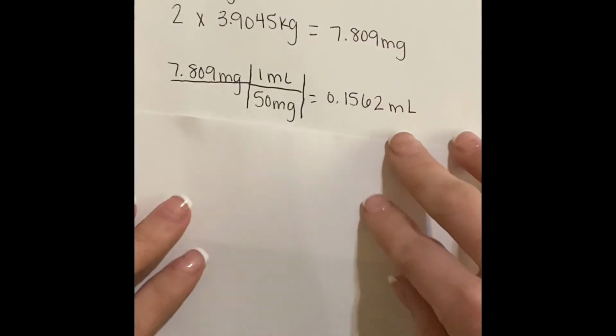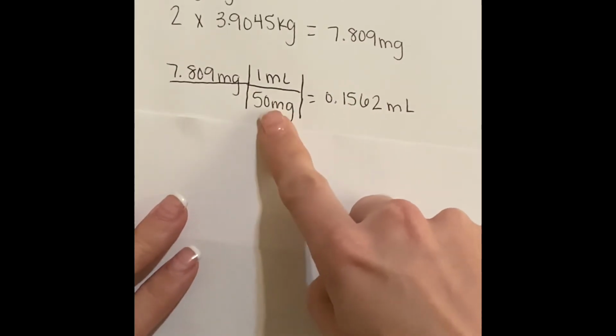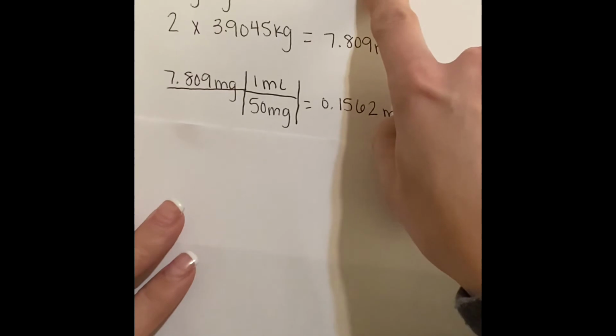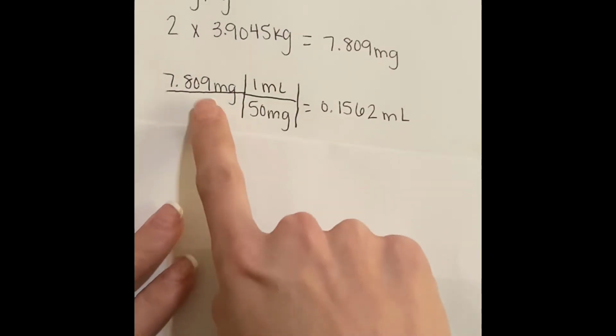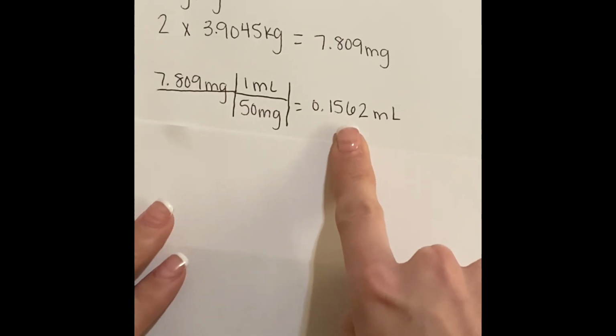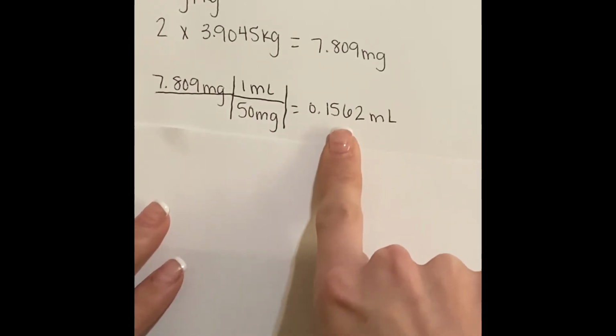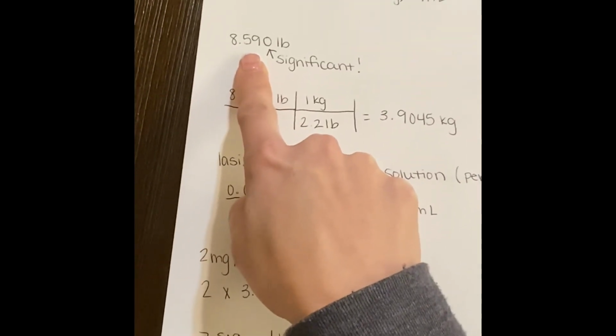And then finally, we're going to take that milligram dose and divide that by our concentration, that 50 mg per mL that we got up here. So after we divide our milligrams to get our mLs, we end up with 0.1562 mLs. We have 4 significant figures in our final answer because we started with 4 significant figures from our starting number.